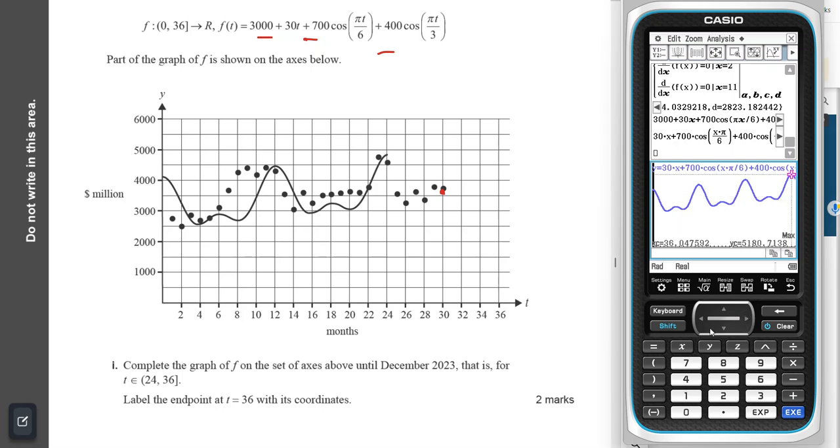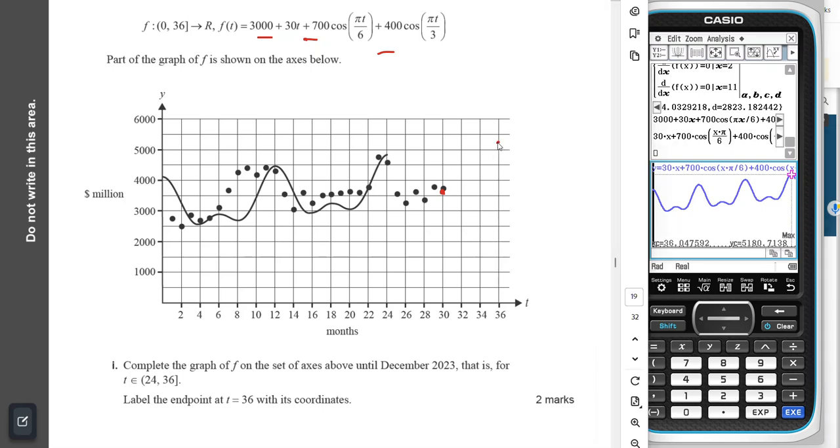Jump across to my next maximum, which is 36. So it's just beyond where I wish to be. So 36 and 5182. So it's around about there on 36.